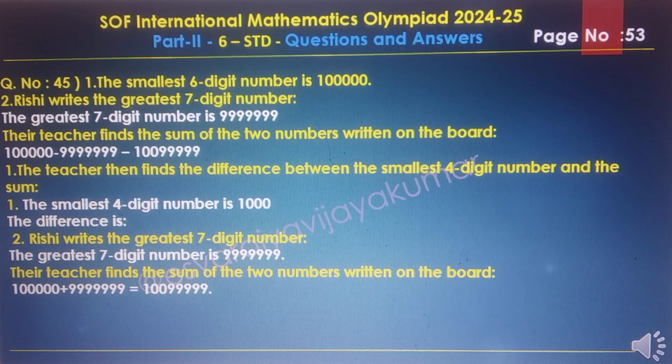Here we can add 100,000 and 9999999. We are getting 10,099,999. The teacher then finds the difference between the smallest 4-digit number and the sum. The smallest 4-digit number is 1000. Here, whether the value is positive or negative, we can calculate and we get the same value.